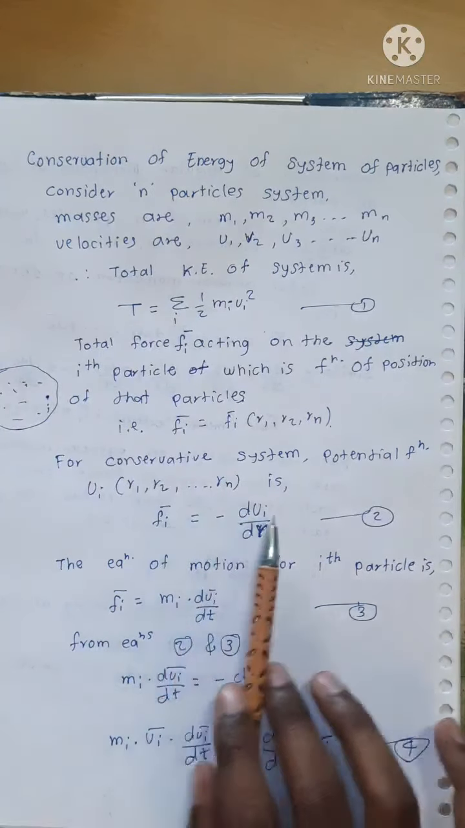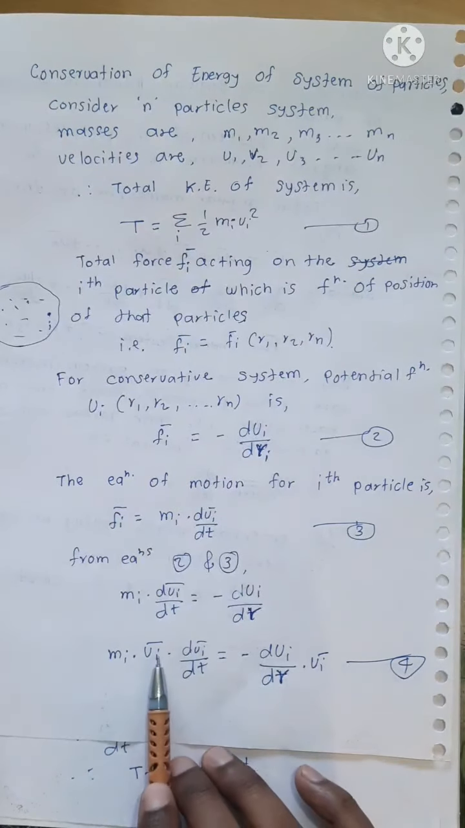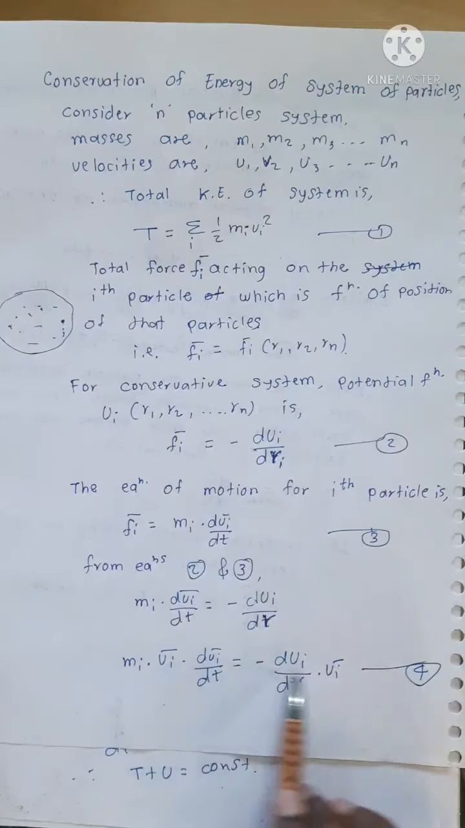So the equation for motion of the ith particle we can also write using this equation, that is, force is mass times acceleration, where the rate of change of velocity with respect to time is nothing but acceleration. So we got these two equations, 2 and 3. We know the LHS is equal, so the RHS must be equal. So that is mi dvi bar by dt is equal to minus the negative gradient of potential. Just multiply here with vi bar on both sides, that is, we are taking a scalar product with respect to vi on both sides.